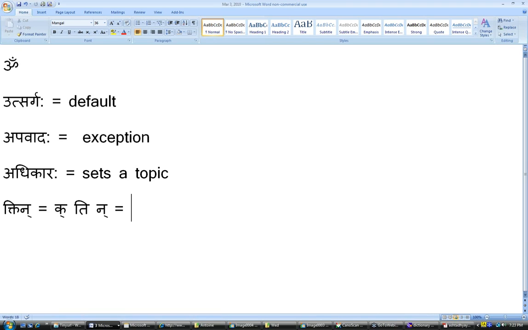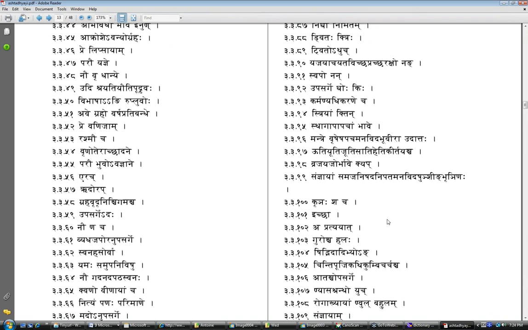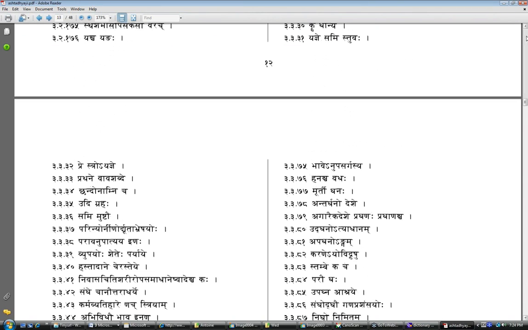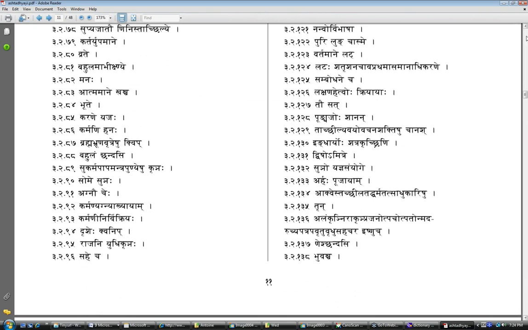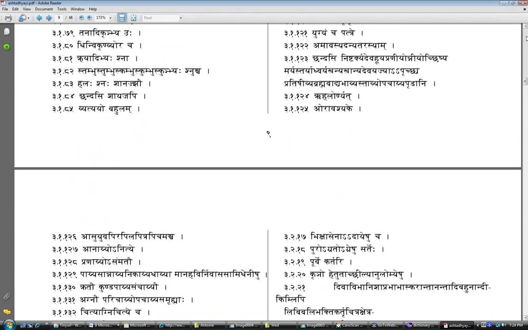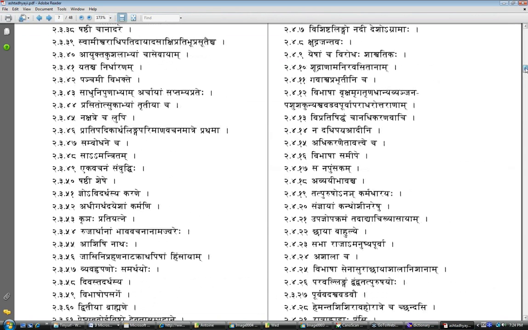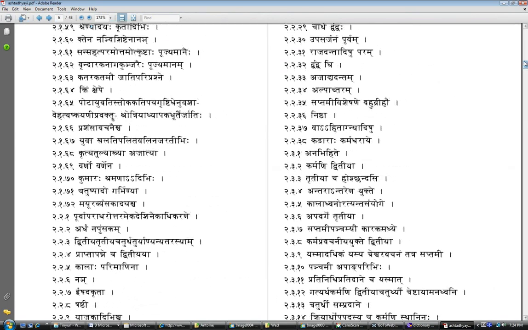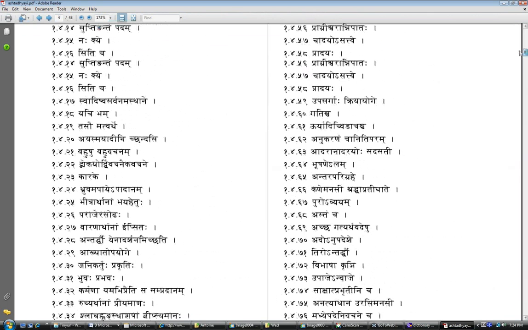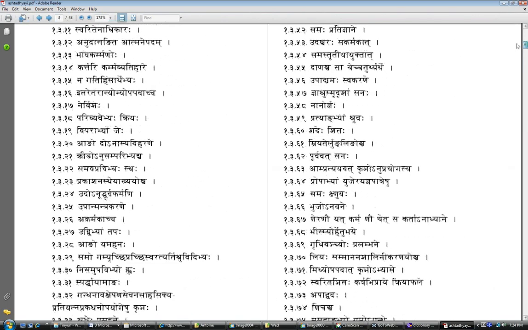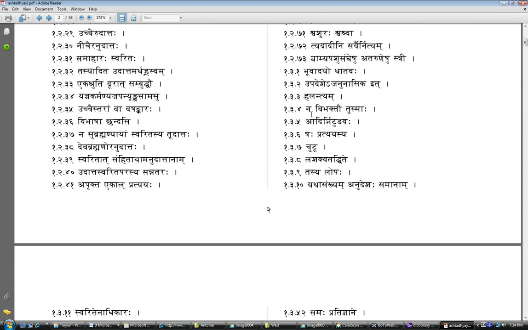So here we have two. Where do all these rules come from? It's a very short and sweet section. It comes from 1.3.2 or 1.3.3. Let me look at that. Upadesha aj anunasika it. From that, about six or seven rules only. It starts in 1.3.2, 1.3.3, here it is. It says, Upadesha aj anunasika. It's from 1.3.2 to 1.3.8. You only have seven rules.